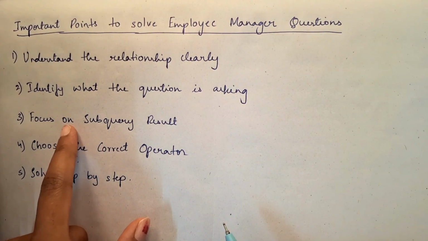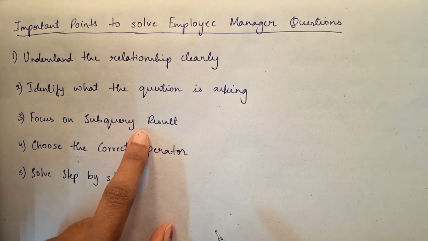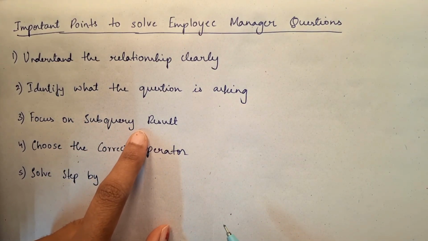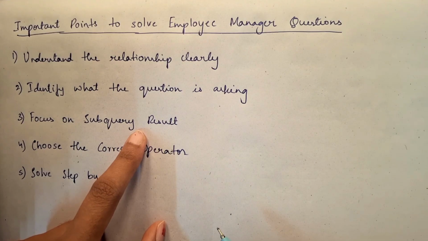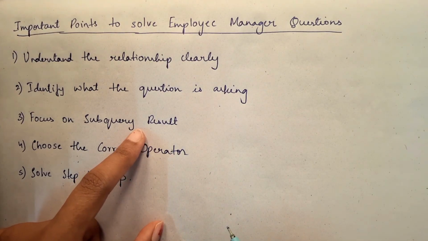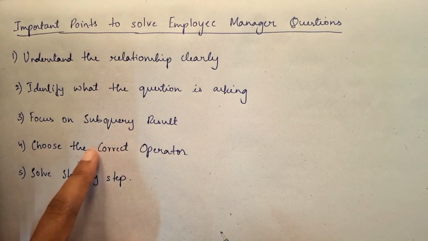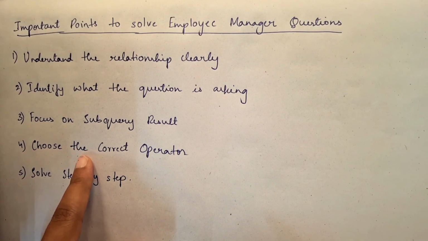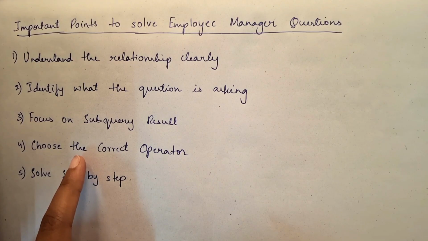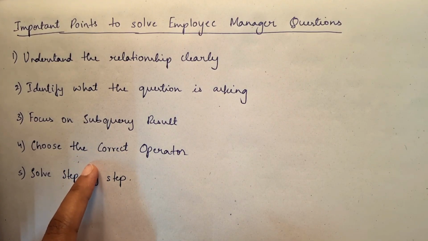Point number 3. Focus on the subquery result. Always think about what value my inner query will return, because that value is the key to solve the entire question. If you understand the output of the subquery, the outer query becomes very easy for you. Point number 4. Choose the correct operator. If the subquery returns a single value, use the equals operator. And if it returns multiple values, use the IN operator. And guys, using the wrong operator is a very common mistake. So be careful here.